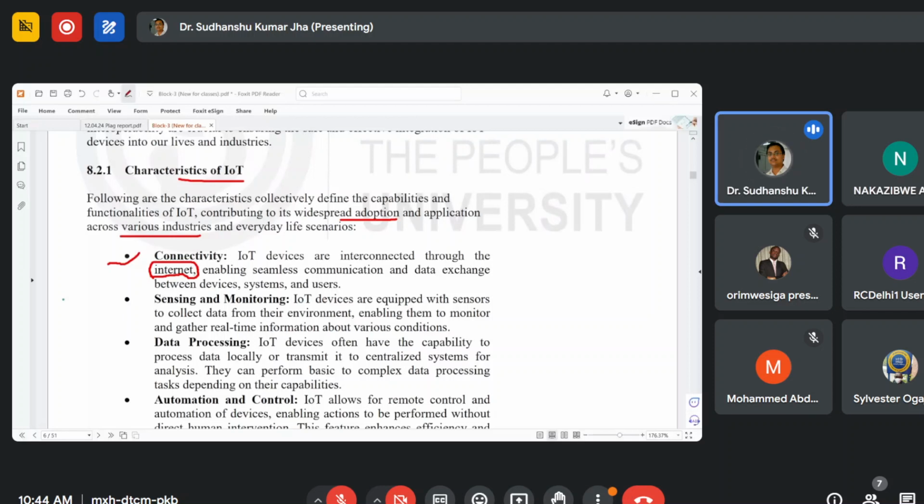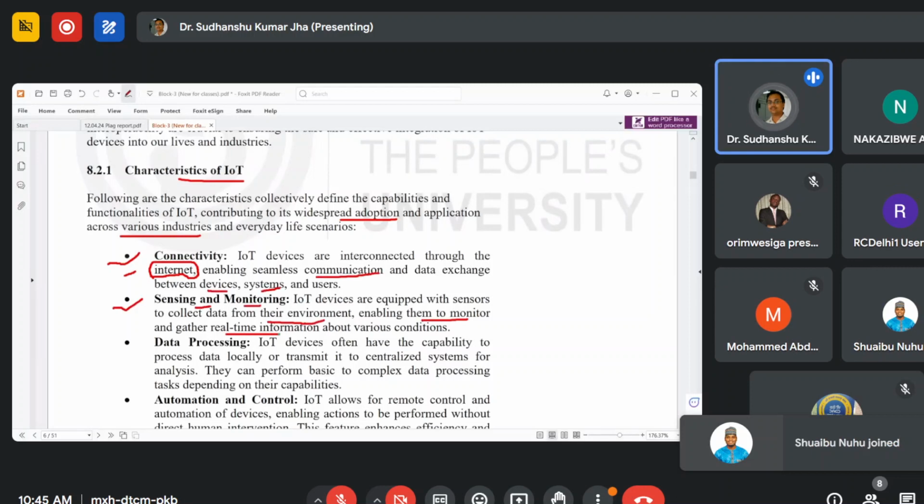Sensing equipment basically senses the environment, enabling them to monitor and gather real-time information about various conditions. IoT devices are particularly being used in industrial applications, in those locations where either human involvement is not feasible, or there is a health issue. In those places we may put up IoT devices for sensing and monitoring the equipment.